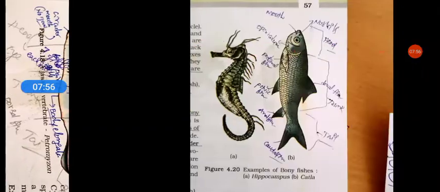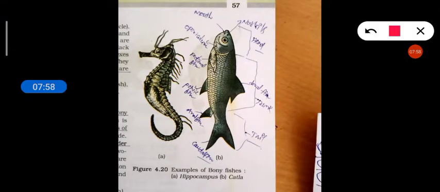Next, another type of fishes is the Osteichthyes. See here, Katla. This one is the Katla fish, this one is the Hippocampus. Here is the operculum, and this one is the mouth. In Osteichthyes the mouth is present on the terminal side, but in Chondrichthyes, like Scoliodon and sharks, we can see the mouth on the ventral side. That is the difference.